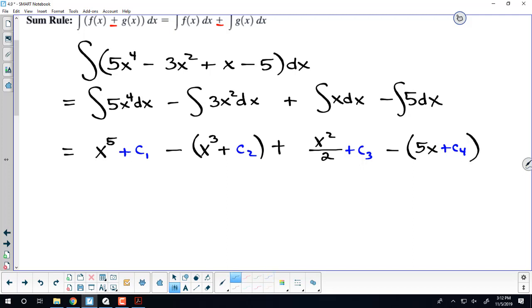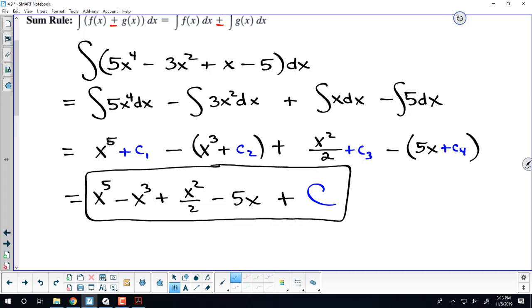But when we take this constant minus this constant plus this constant plus this constant, isn't that just another constant? Yes. So again, at the end, you're just going to have a plus c, because all of those constants would combine into a single constant. So really, we can just say it's x to the fifth minus x cubed plus x squared over 2 minus 5x plus c. Any questions?